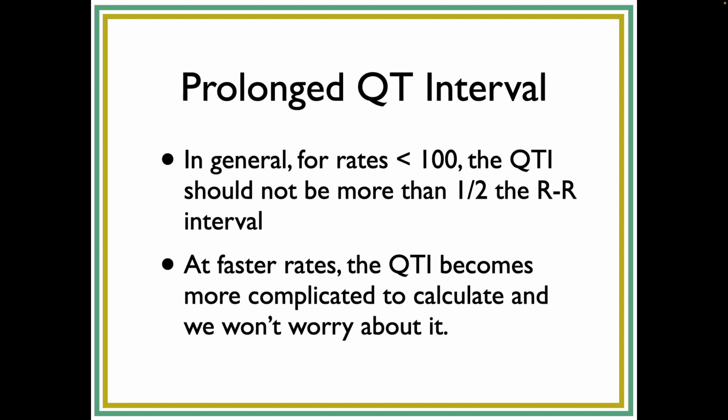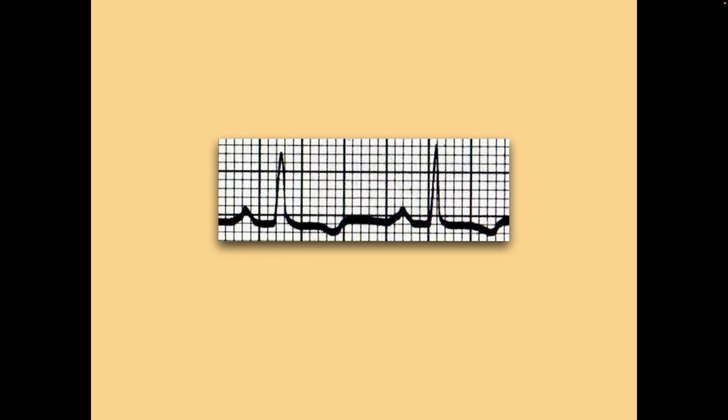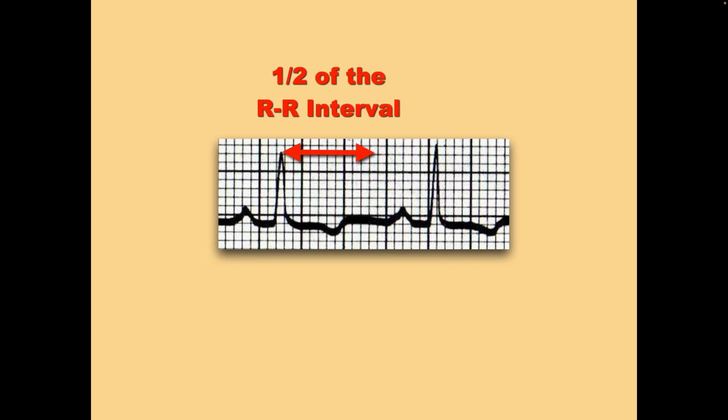In general, for rates less than 100, the QT interval should not be greater than half the R to R interval. Okay, we did this earlier in the term before you really knew an R to R interval. Right now this should be pretty easy. At faster rates, the QT interval becomes more complicated to calculate, and we're not going to worry about it. However, I do want you to know at rates less than 100, if you take the R to R interval, and there's half, and there's the QT interval from the beginning of the QRS to the end of its inverted T wave here. So is that normal or prolonged? Yeah, it's normal. Okay.